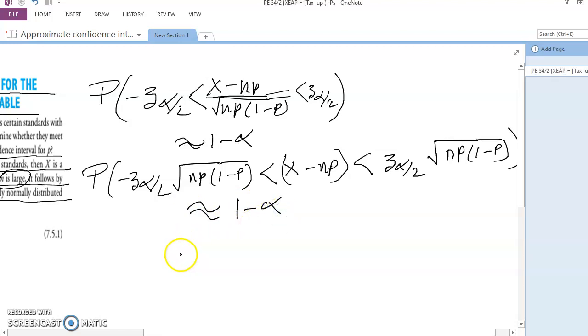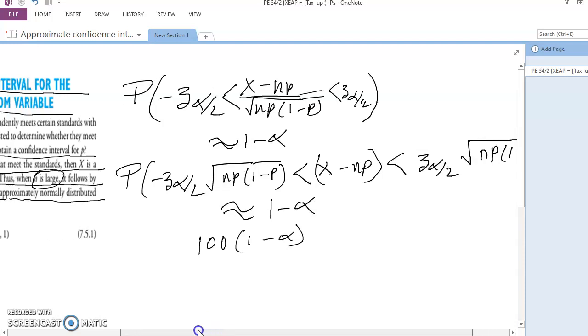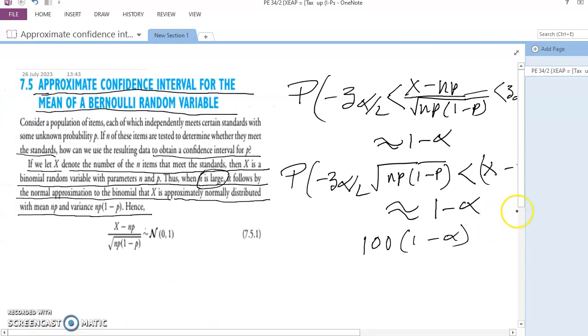So friends, this is the 100 times (1 minus alpha) percent confidence interval. I hope that is clear.